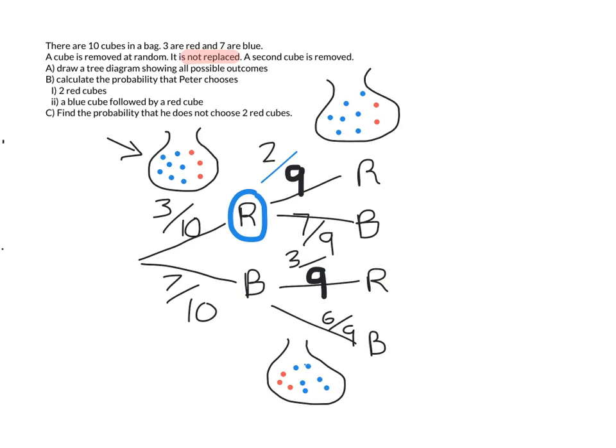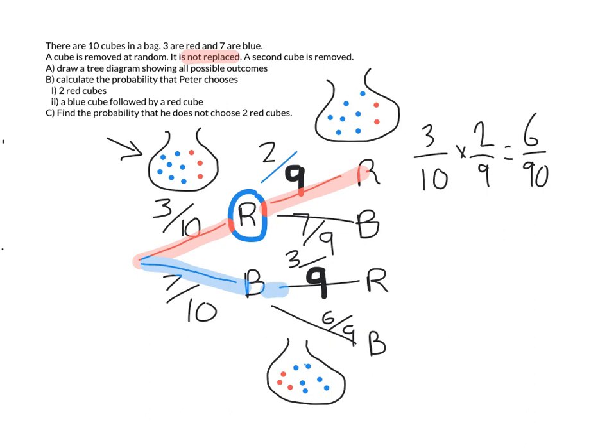So the first one was the probability of 2 red cubes, so a red and a red. So it's the AND rule, so it's 3 over 10 times 2 over 9, which is 6 over 90. Part 2, a blue cube followed by a red cube. And that is 7 over 10 times 3 over 9. So that's 21 over 90.